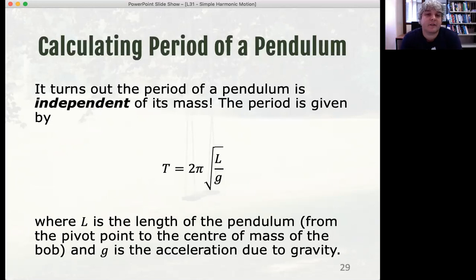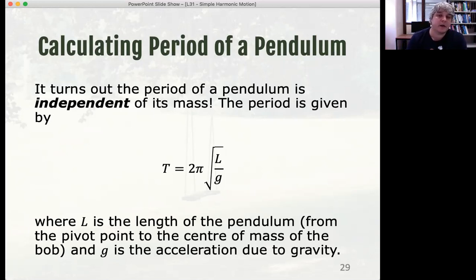The period of a pendulum, just as we saw with the mass on a spring, is given by a similar looking formula. But you'll notice that the pendulum formula does not have mass in it. The only thing that matters for a pendulum is the length from where it is hanging to the center of mass of the bob at the bottom of the pendulum. That's all that matters. So T is equal to 2 pi root L over g, g being acceleration due to gravity, obviously, in that equation.